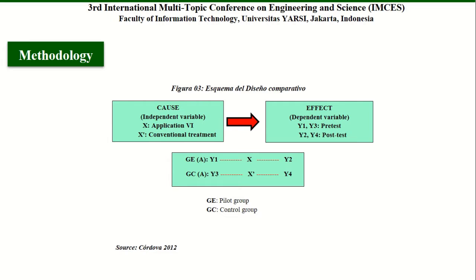So, in this figure, we have the scheme of the design, comparative design. We have the cause and effect. The cause as independent variable. We have the application, okay, and the conventional treatment. And the effect is the dependent variable, the results that we are waiting to have using the pretest and post-test, measuring the difference. Okay. As a design, we have the experimental group and the control group, Y, X, and Y, X, 4.